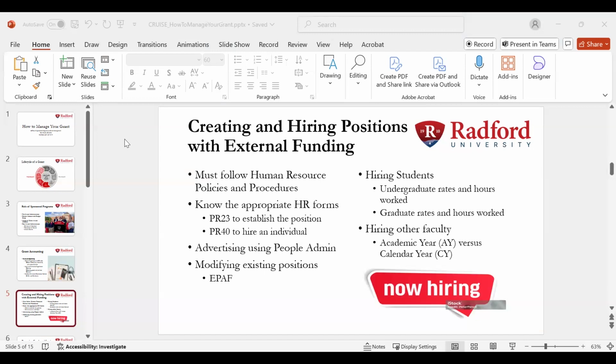For the graduate student rates, what we do is we try to mirror the graduate school on how they appoint their GAs, their graduate assistantships. So we use the same rates as the graduate school uses, and essentially the same hours worked, not to exceed 20 hours.